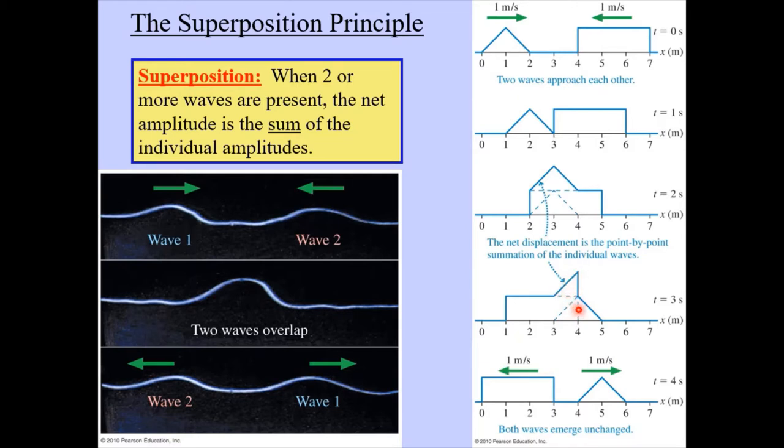But once a second later, once the triangular wave has moved to the right and the rectangular wave has moved to the left, they are no longer overlapping. And notice they look exactly as they did up here, but they've switched positions now. Because remember, this one is moving to the right and this one is moving to the left.